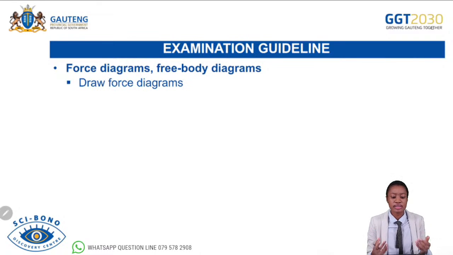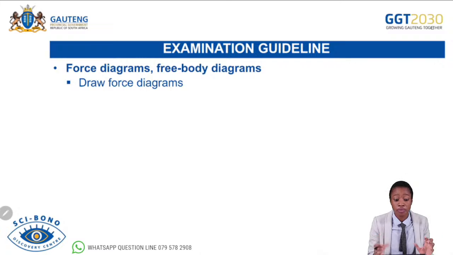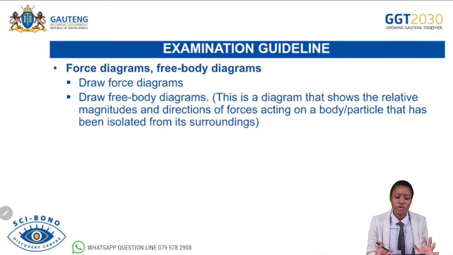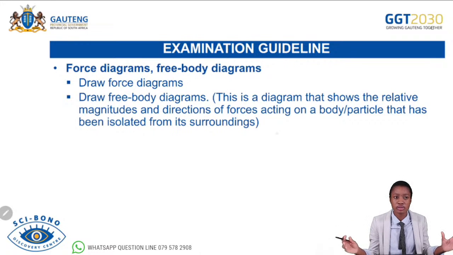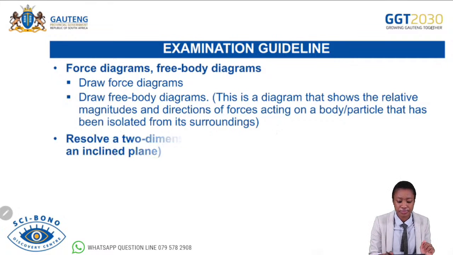So regarding this, you should know how to draw force diagrams. You should also know how to draw a free body diagram, which is a diagram that shows the relative magnitude and direction of the forces that are acting on the body or the particle that has been isolated from its surroundings. Once again, it's free of the body. So we're just looking at the object, normally represented by a dot, and then we put all the forces that are acting on that particular object, removing the surroundings that may affect it.